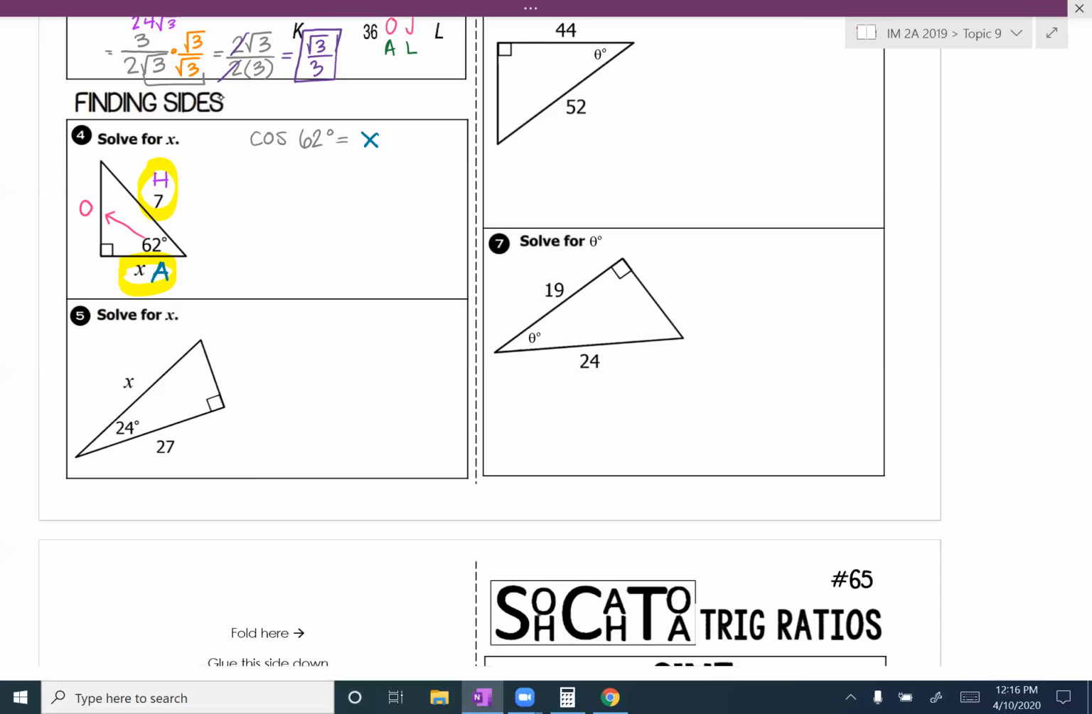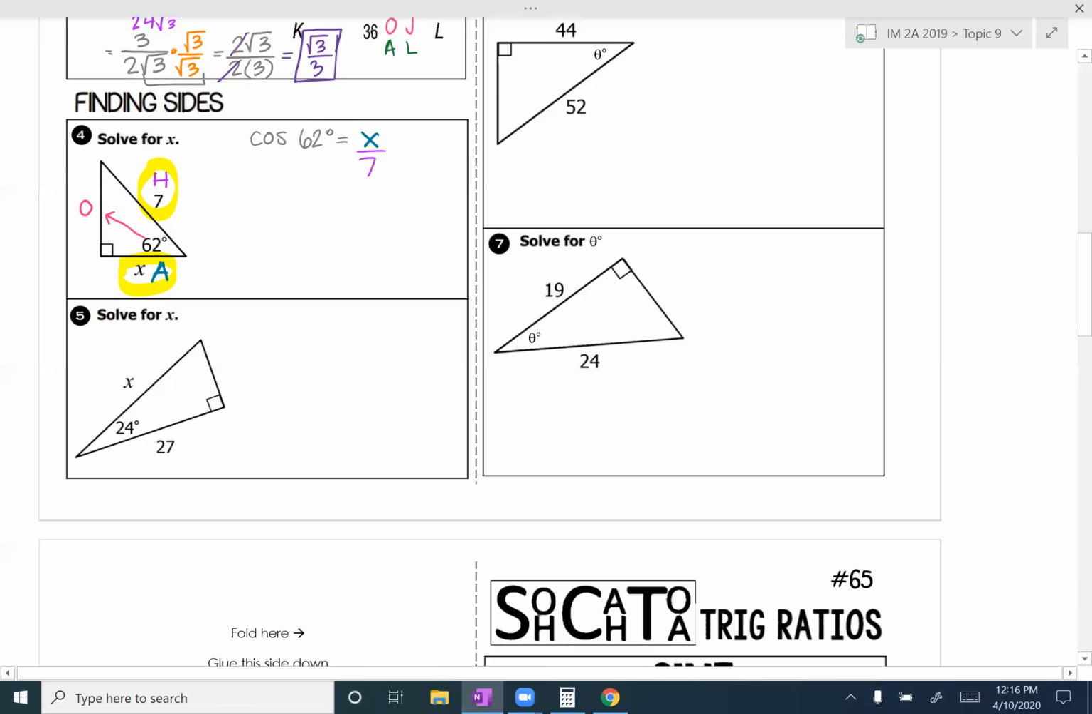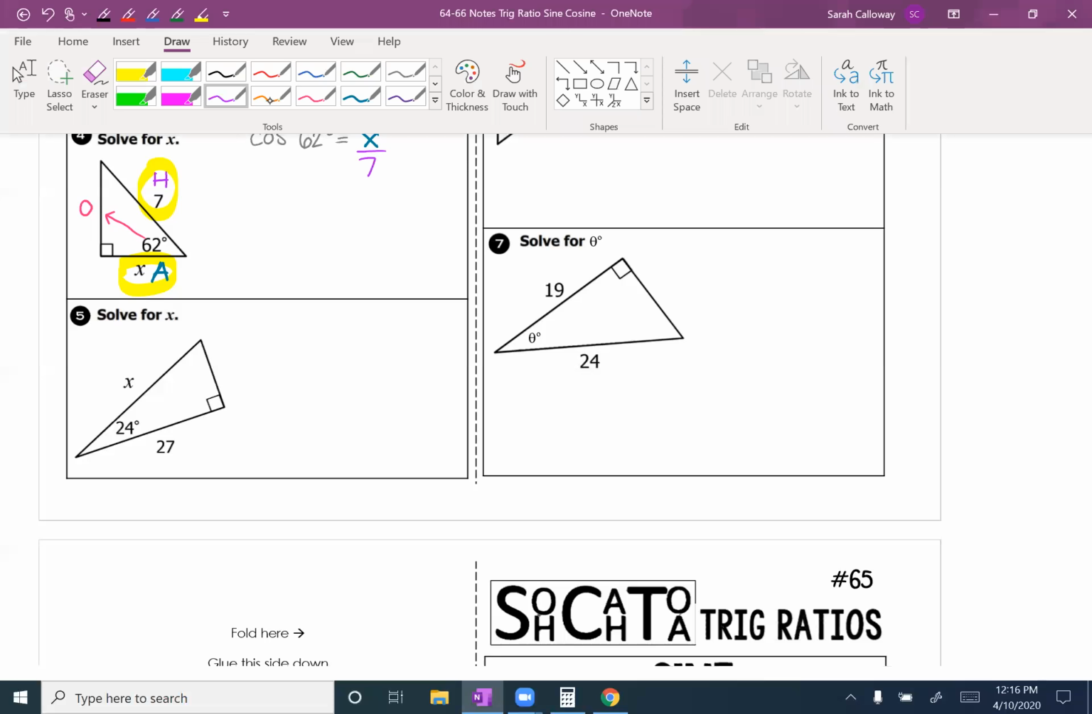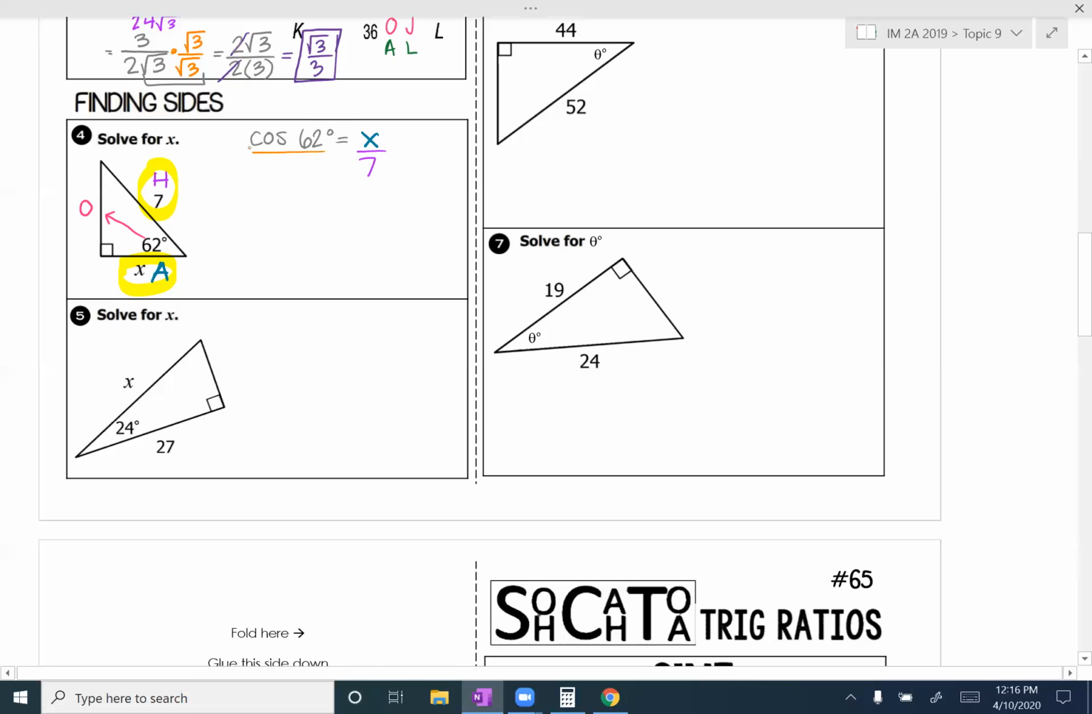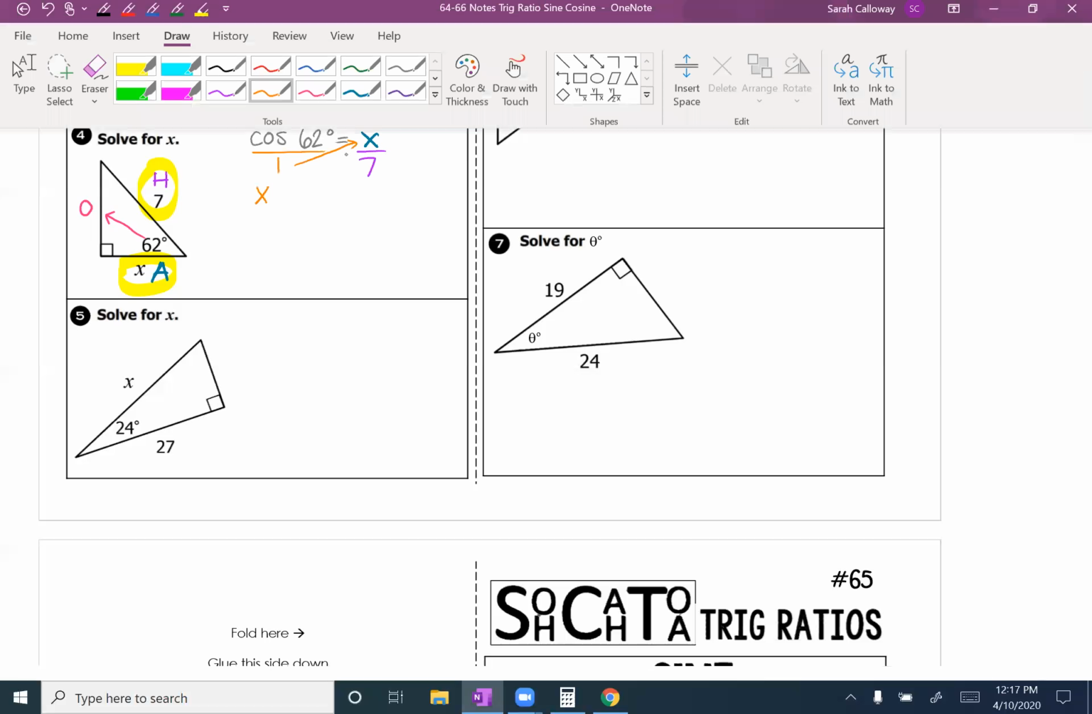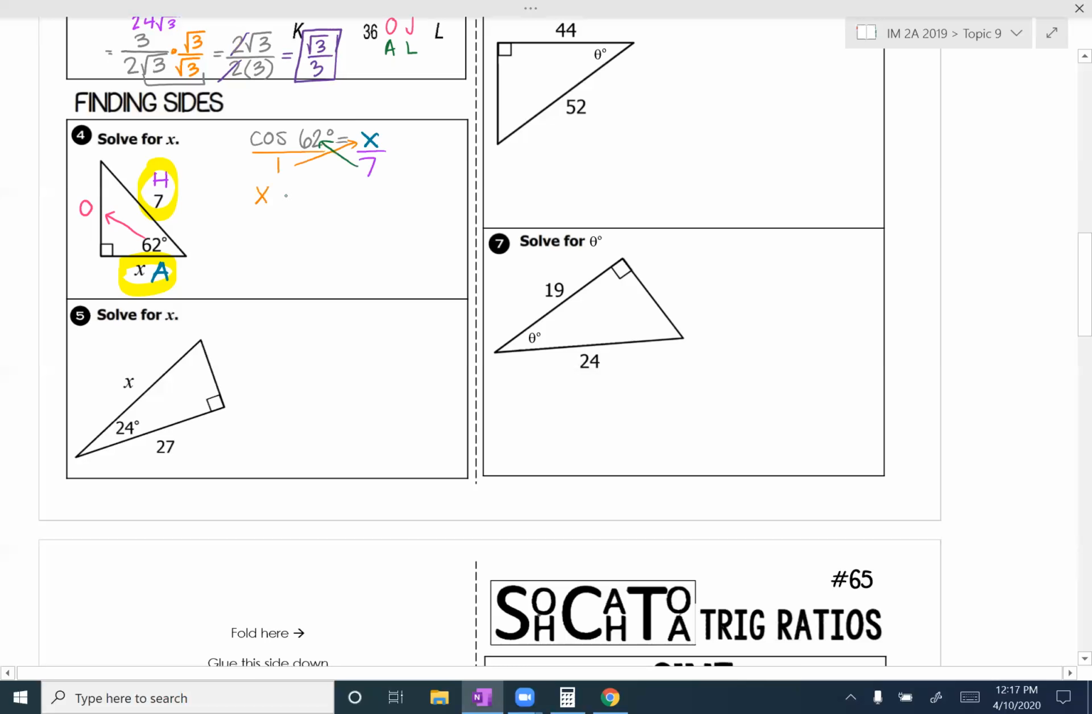And then I solve these the exact same way that we did with tangent. It's just that I'm going to be using the cosine button on my calculator instead of the tangent button. So I'm going to put cosine of 62 over 1. I'm going to multiply that times X. So 1X is just X. And then I'm going to multiply 7 times cosine of 62. Remember that I always put the number in front of the trig function.